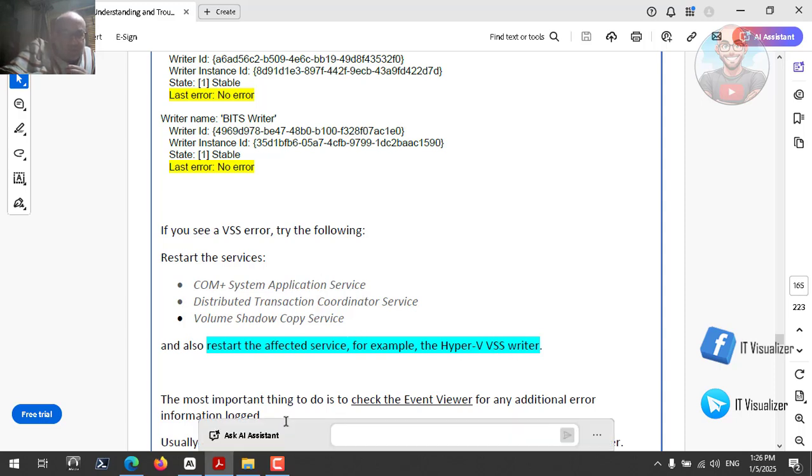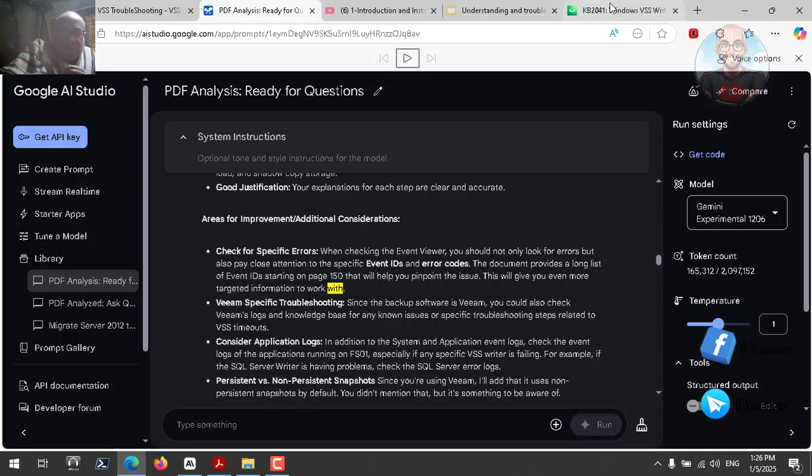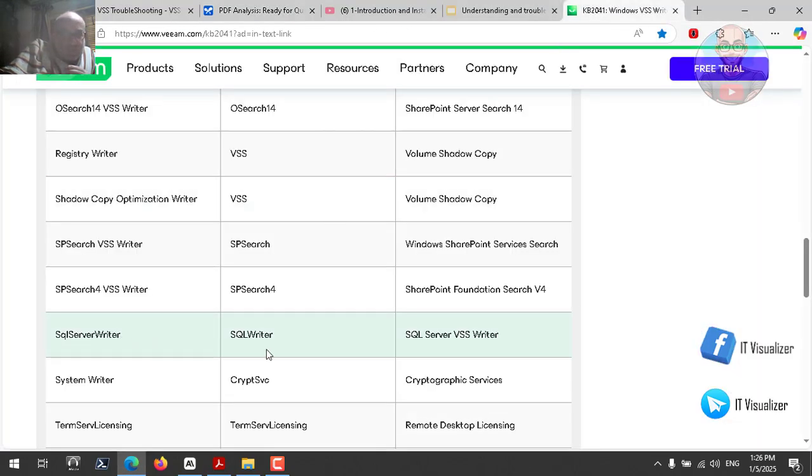Okay, so for example, if we go to Veeam here, he's saying that SQL Server has a service called SQL Server VSS writer. Okay, so this needs to be restarted. Anyway, so this is a table. Each writer is related to a certain service. For example, for the registry writer, you need to restart the volume shadow copy service itself.